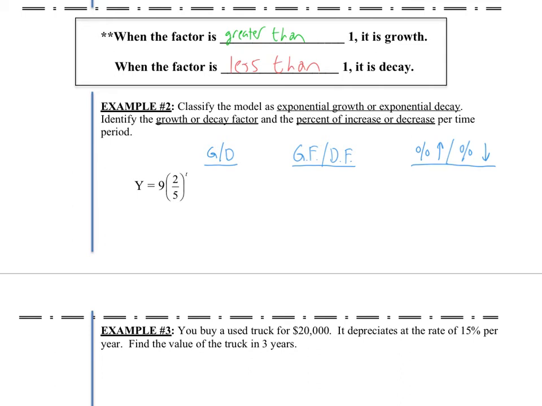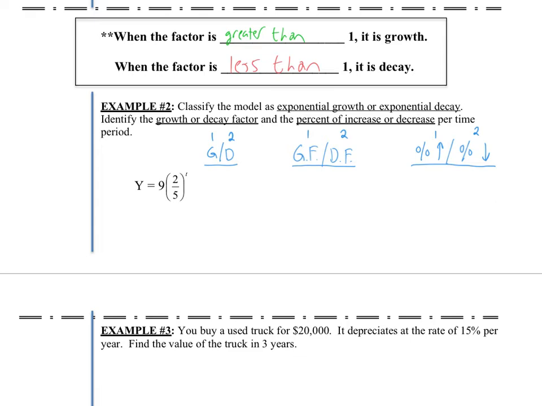The one thing to keep in mind is that if it's growth, it's automatically going to be growth factor and percent of increase. If it's decay, it's automatically going to be decay factor and percent of decrease. You're never going to have growth and then decay factor and percent of increase. It's never going to be a mix. If it's the first one, it's going to be all the first one. If it's the second one, it's going to be all the second one. Okay, so just keep that in mind.